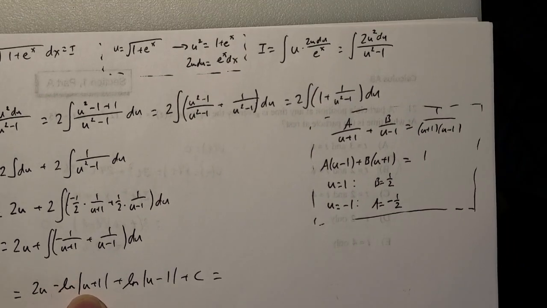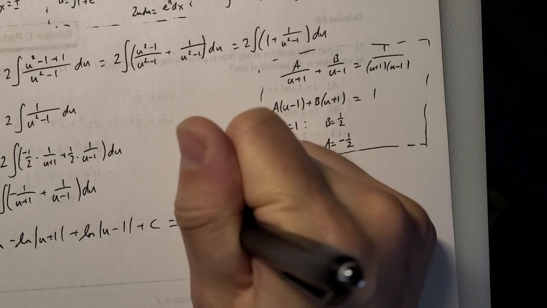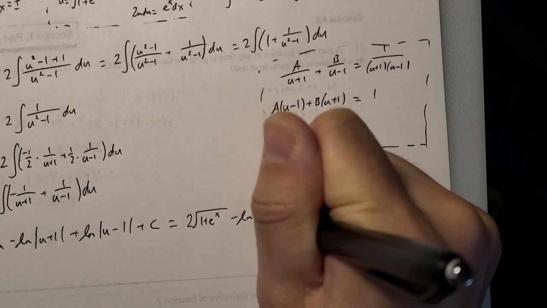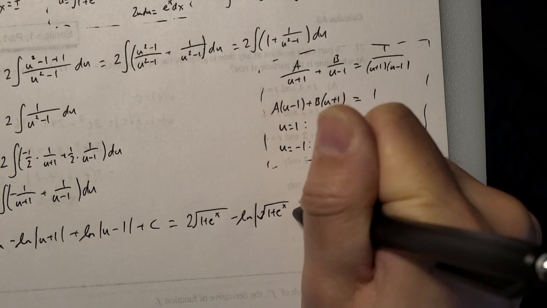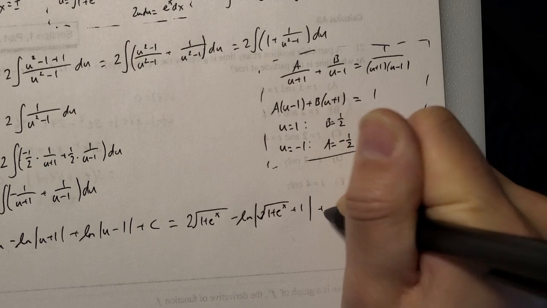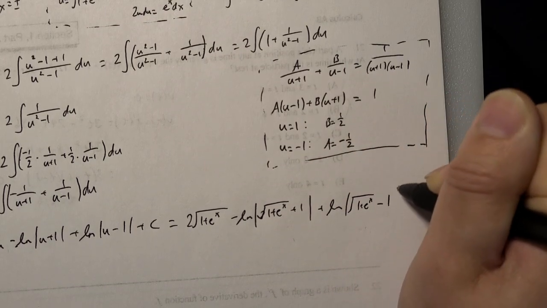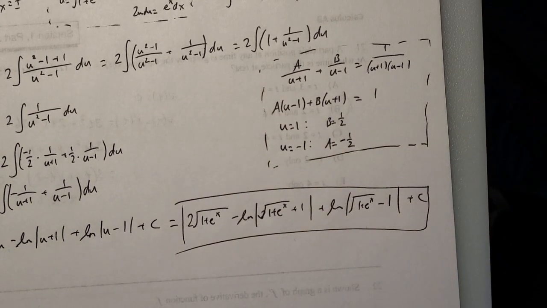What was u? u was square root of 1 plus e to the x. So 2 square root 1 plus e to the x minus log of square root of 1 plus e to the x plus 1 plus log square root 1 plus e to the x minus 1 plus c. This is what I get.